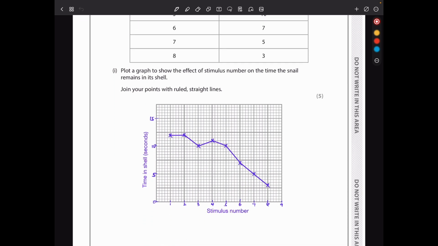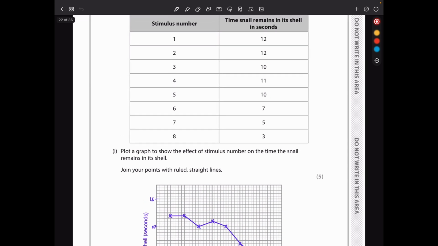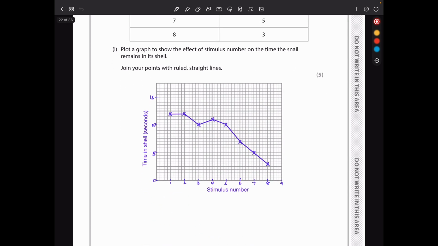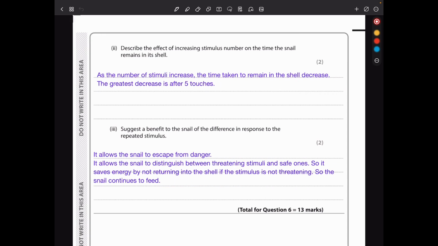So I had time in seconds, as we can see there, and then here we have the number of touches or the stimulus number. So put the labels, put the units, put the axis in the correct position, get appropriate scales, and then points should be positioned appropriately, and just draw straight lines through the points in order to get full marks.